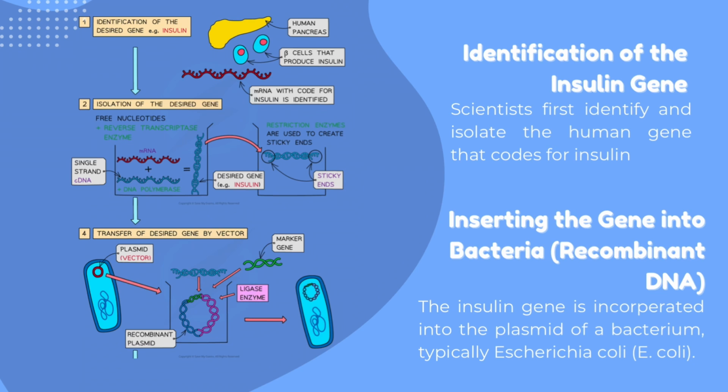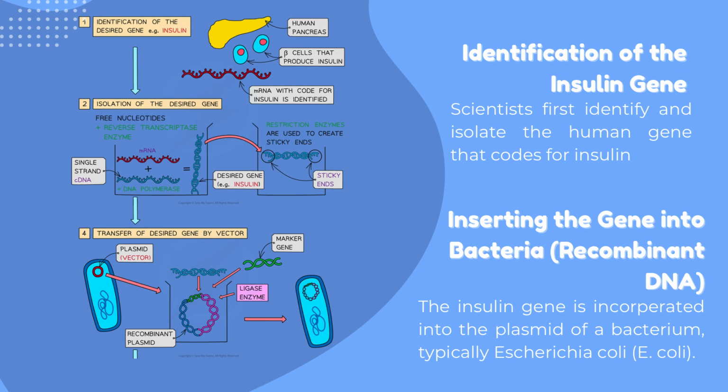The gene is inserted into a plasmid vector that is capable of replication within a bacteria. Before insertion, restriction enzymes are used to cut both the plasmid and also the INS gene at specific recognition sites. The insulin gene is then ligated into the plasmid using DNA ligase to form recombinant DNA.